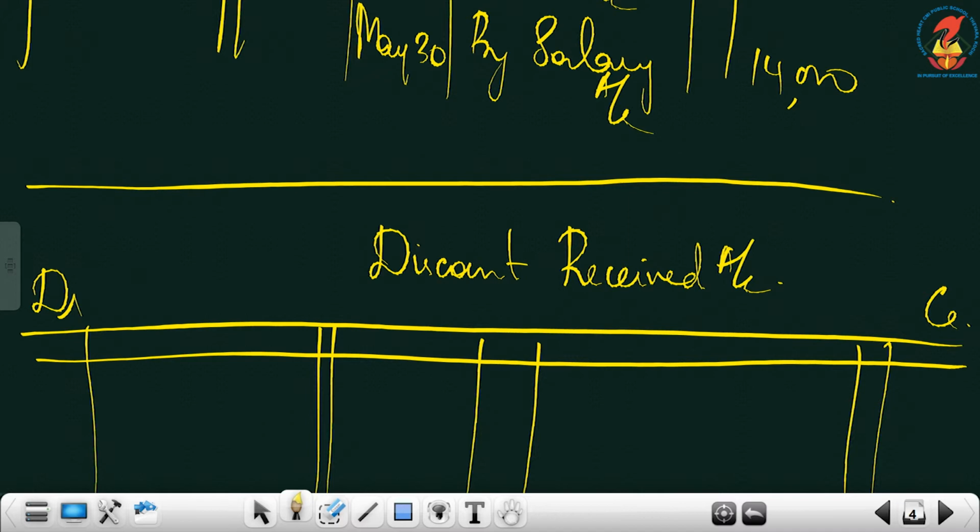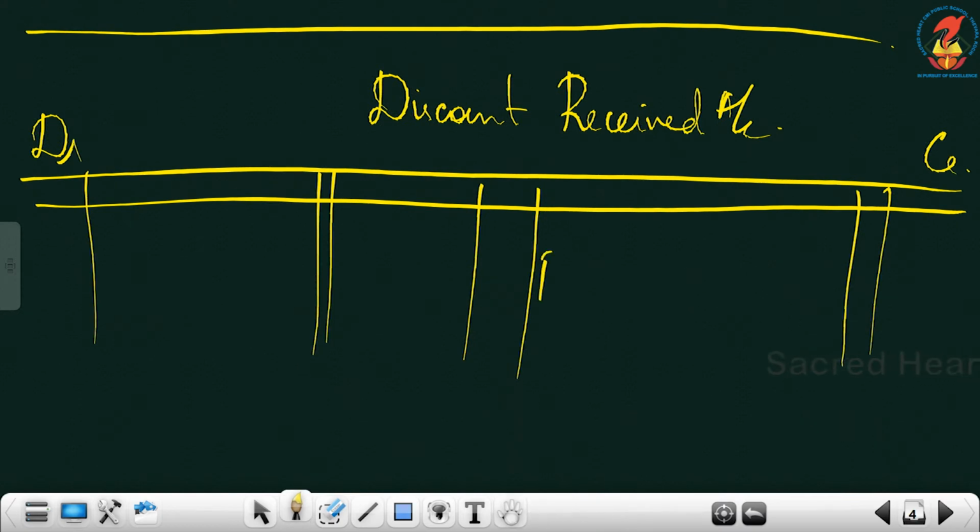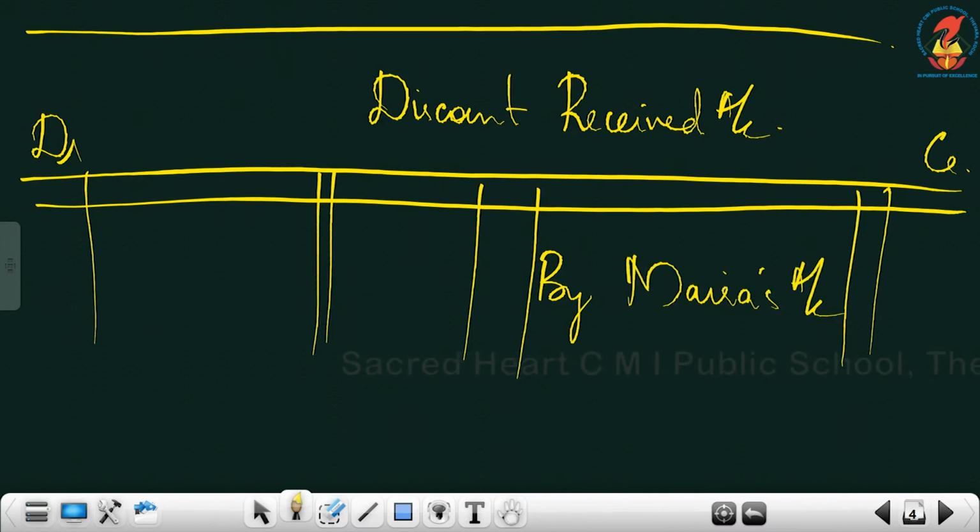Yes, discount received, the first entry we have, it's getting credited, so the posting must be on the credit side. What should we write? The other account which is having the opposite aspect, here it is Myra, and you must write the amount given against discount received. You have to see the account which we are doing and write the amount given against that account. So discount received amount is 250.